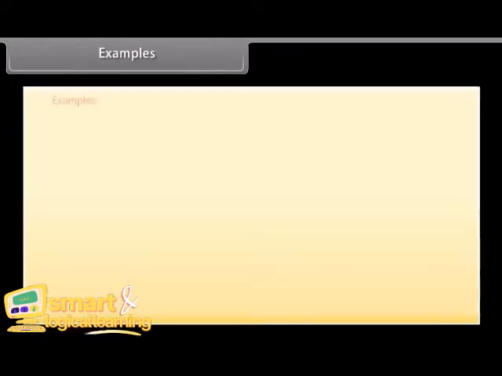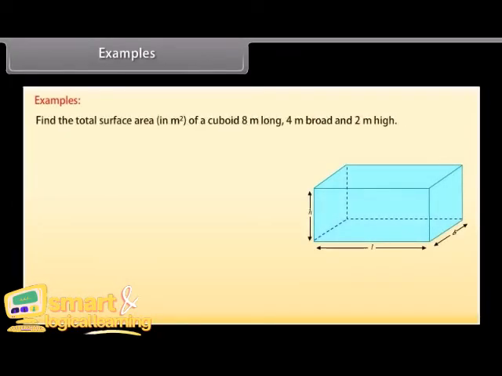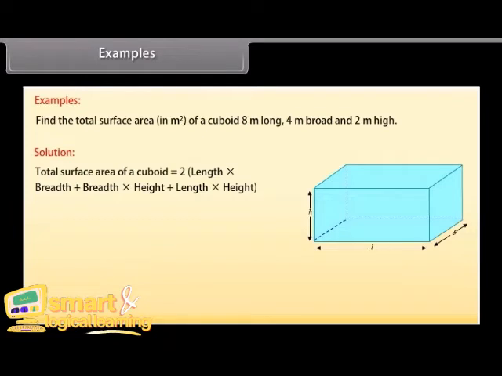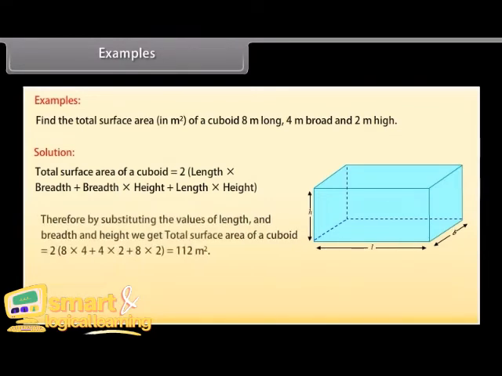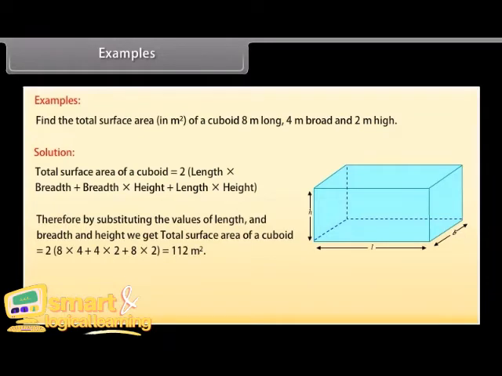Example. Let us solve some examples now. Find the total surface area in meters square of a cuboid 8 meter long, 4 meter broad, and 2 meter high. Solution. We know that the total surface area of a cuboid is equal to 2(lb + bh + lh). Therefore, by substituting the values of length, breadth and height, we get total surface area of the cuboid, which is equal to 2(8 into 4 + 4 into 2 + 8 into 2), which is equal to 112 meters square.